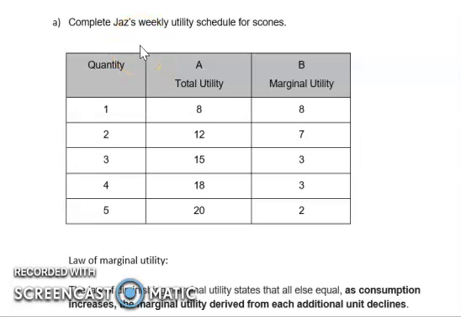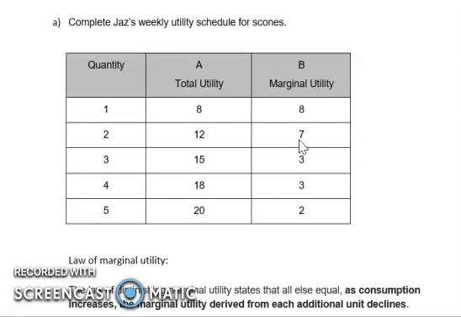So you can say as Jess consumes the first unit of scone, the additional satisfaction he gets is 8. However, when Jess, we are using from the question, so we're naming Jess and scone. So as Jess consumes another scone, the second scone, the marginal utility has decreased to 7. And when he consumes the third one, it further decreases. So that's where the law of diminishing marginal utility sets in.